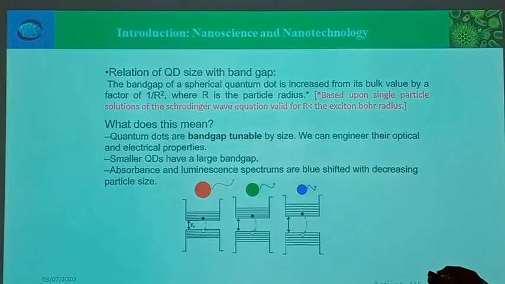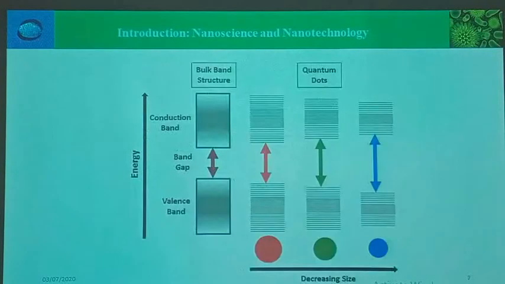So absorbance and luminescence spectra are blue shifted with decreasing particle size. When you decrease the particle size, you will find there is a blue shift. Here is a color that is red, then shifting towards green and shifting towards blue. Here you can easily observe the band gap increases. This is nothing but the increase in the band gap of a material when decreasing the size, which is a simple quantum confinement effect. From the band structure we can easily understand.